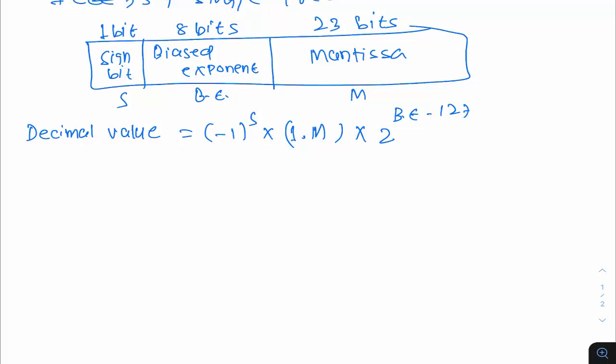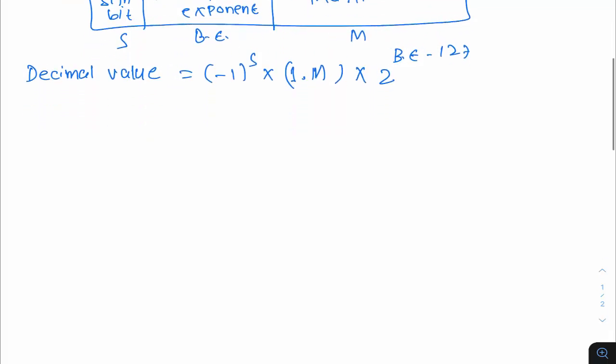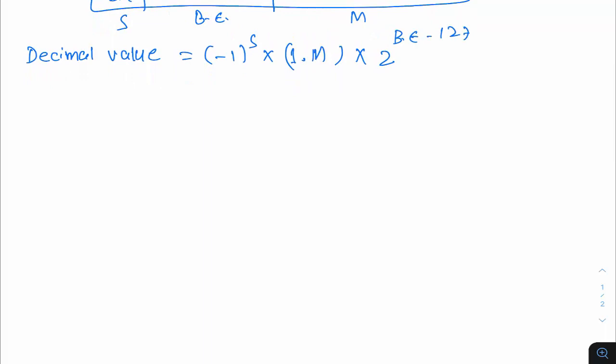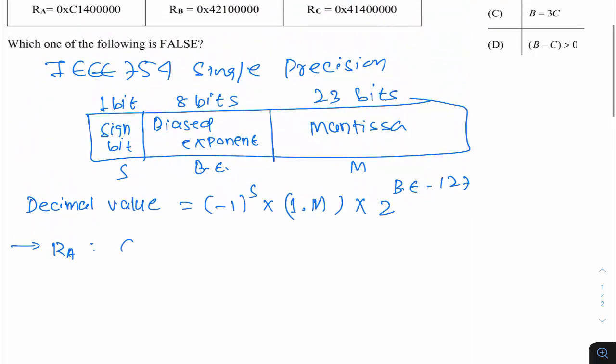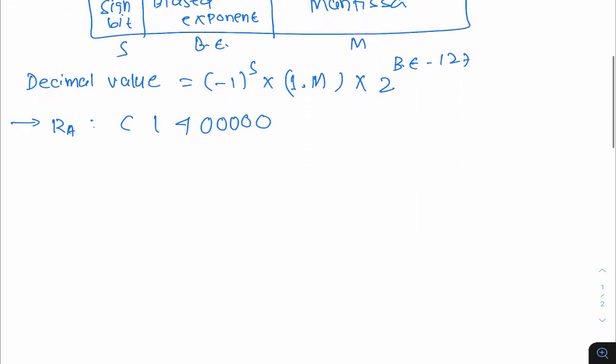So there are three numbers, the contents of registers A, B, and C. Let's start with RA. Register A's content is C14 followed by 5 zeros. Note carefully that these are in hexadecimal notation.